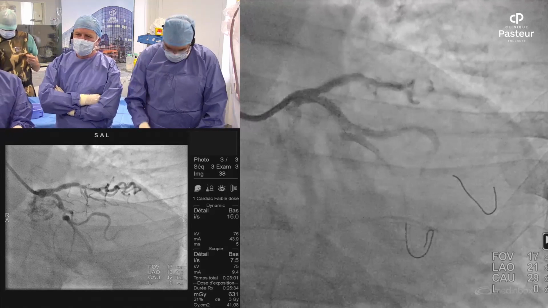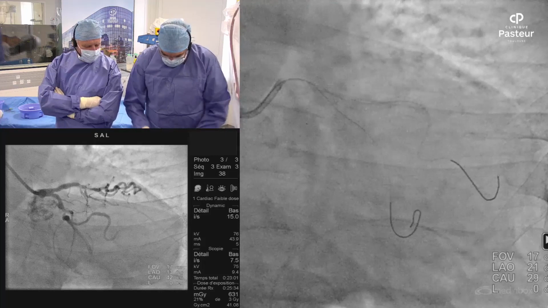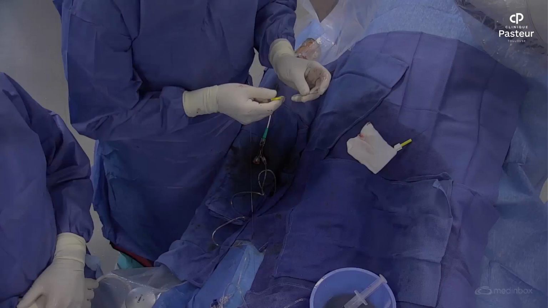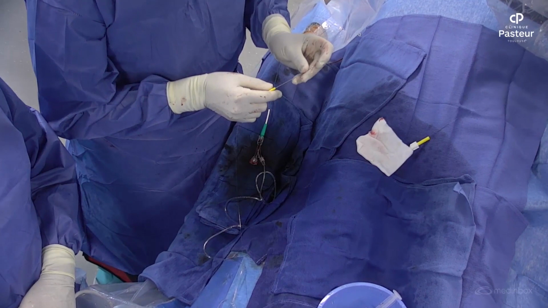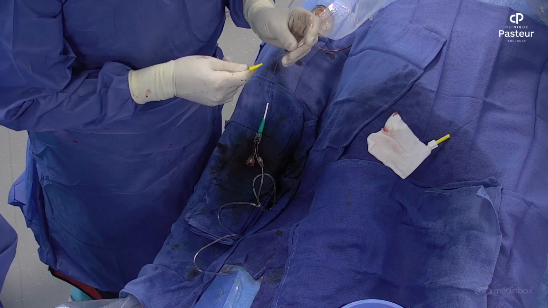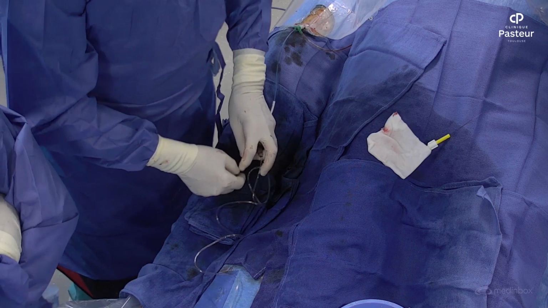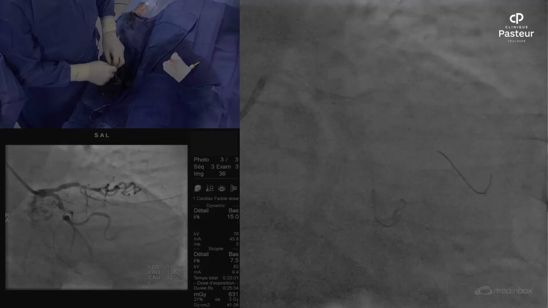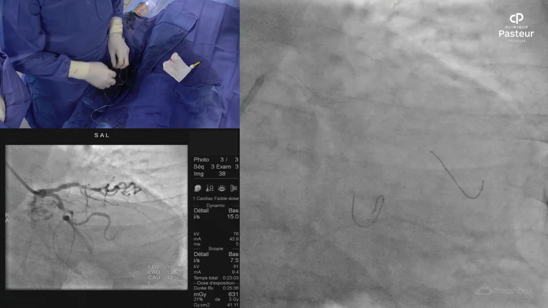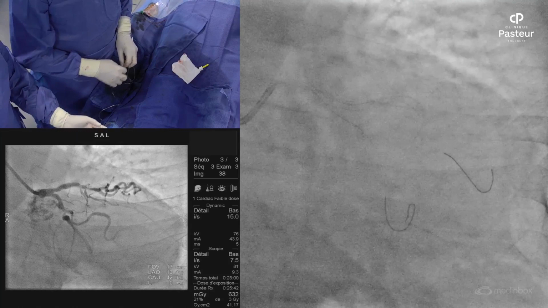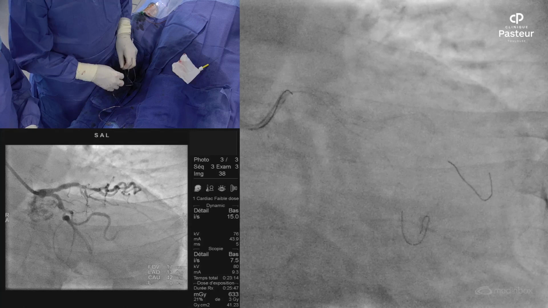Yeah. So we have the OM1 here, OM2 here on the table. OM1 is here. And now we will use a third wire to cross the stent struts and place this third wire in the OM2. It's the same wire. And then when we have, I hope, the wire in the distal OM2, we will remove the jailed OM2 wire, and then advance 2.5 balloons through the struts to open the struts.